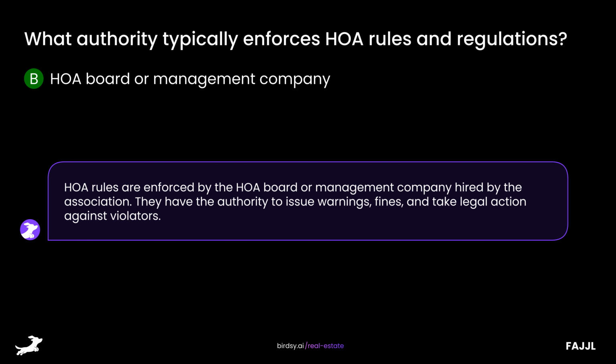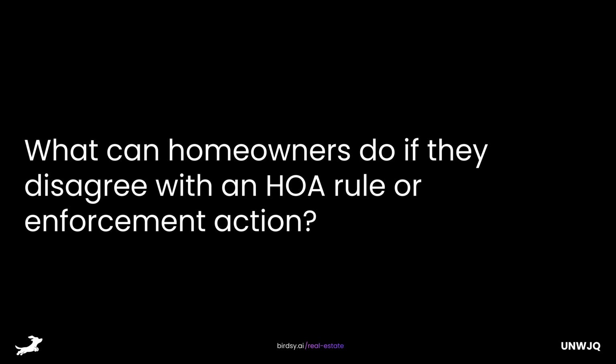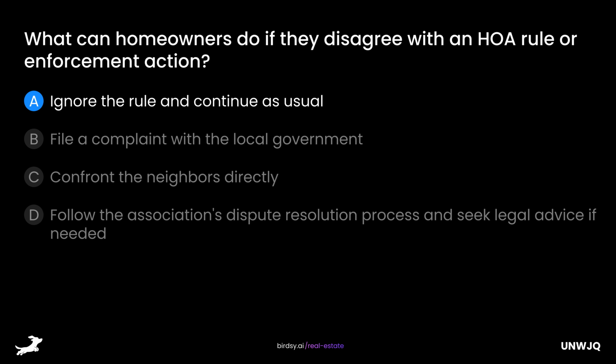HOA rules are enforced by the HOA board or management company hired by the association. They have the authority to issue warnings, fines, and take legal action against violators. What can homeowners do if they disagree with an HOA rule or enforcement action? Is it A, ignore the rule and continue as usual, B, file a complaint with the local government, C, confront the neighbors directly, or D, follow the association's dispute resolution process and seek legal advice if needed? The answer is D, follow the association's dispute resolution process and seek legal advice if needed.